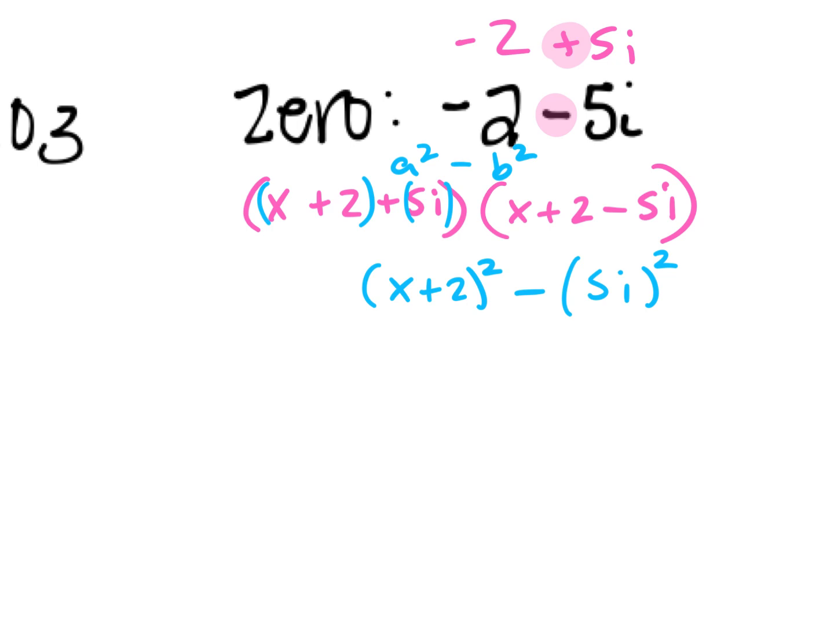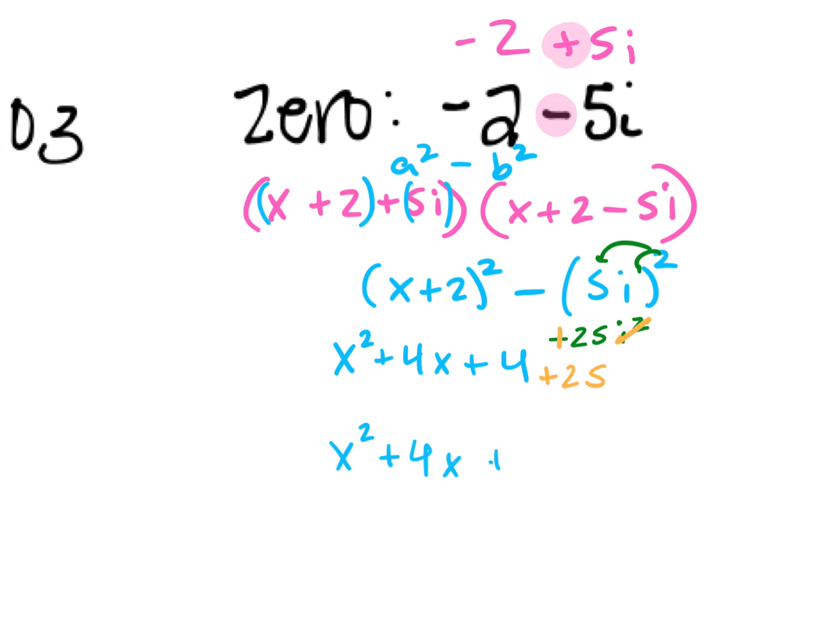x plus 2 squared, we want to FOIL it out. We get x squared plus 4x plus 4 minus 5i squared. What would I do here? Distribute the squared. So we get minus 25i squared. And what does i squared turn into? Negative 1. So it makes it a plus 25. So we get x squared plus 4x plus 29.